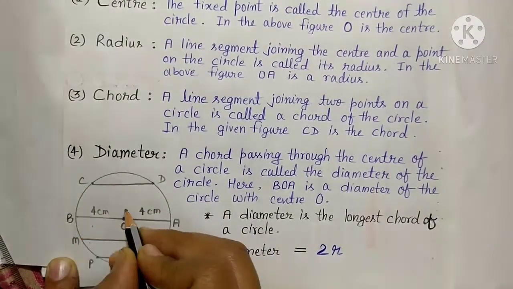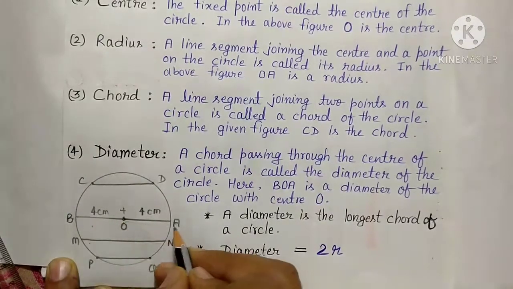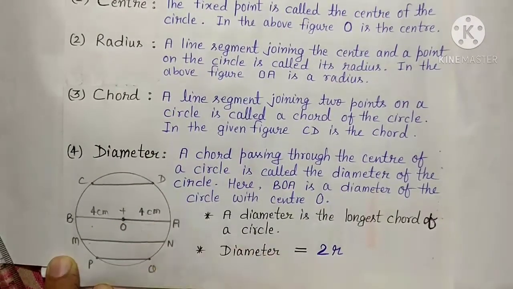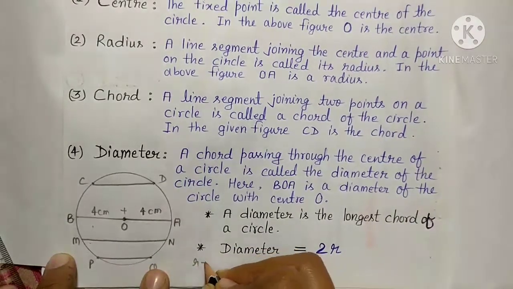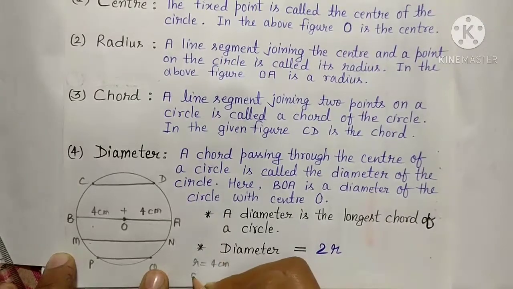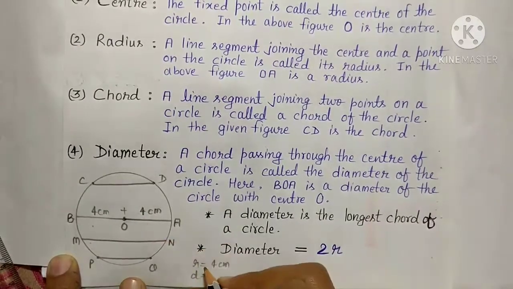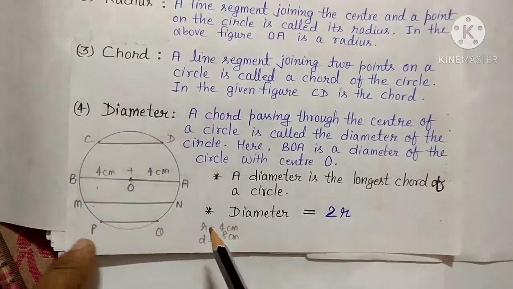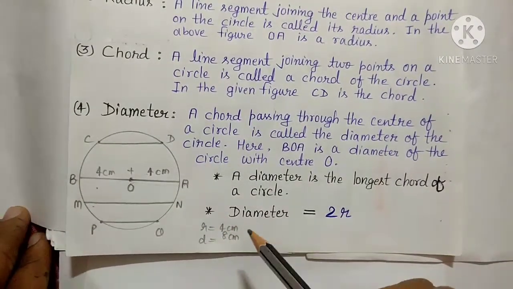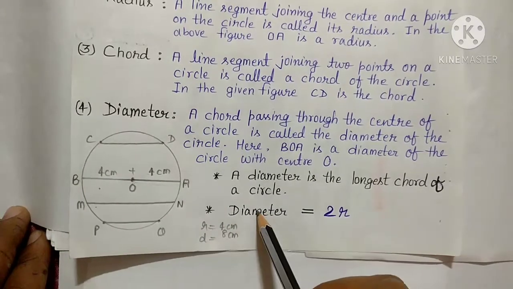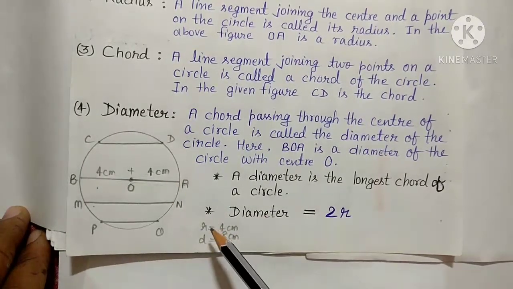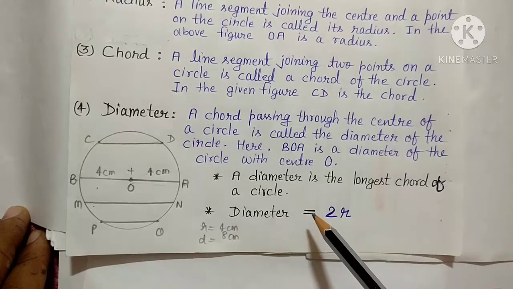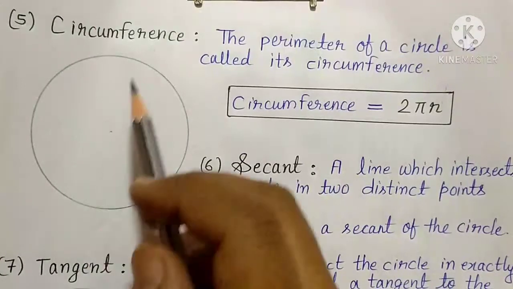Now add both of them. So what will come? BO plus OA, 4 plus 4, it means 8 centimeter. It means our radius R is 4 centimeter, and our diameter is 4 plus 4, which is 8 centimeter. So you can just measure here. Our diameter is just double of our radius. See, diameter is 8, radius is 4. So we can say diameter equals twice the radius.